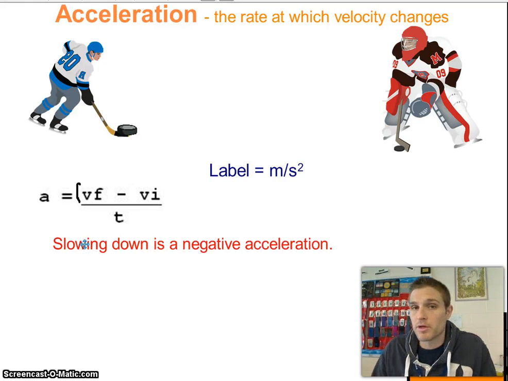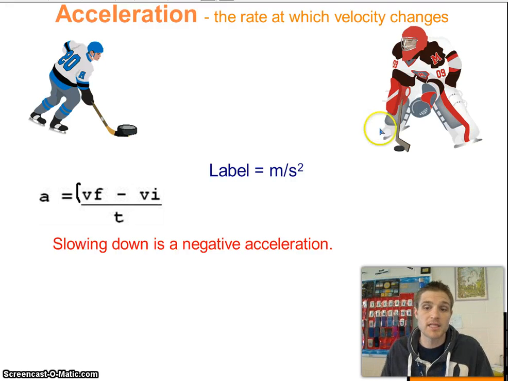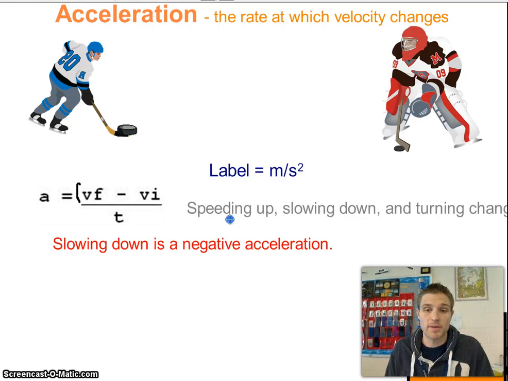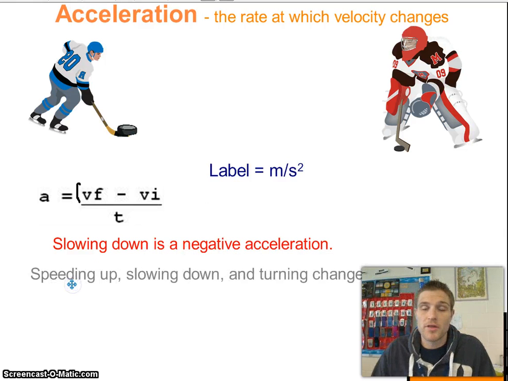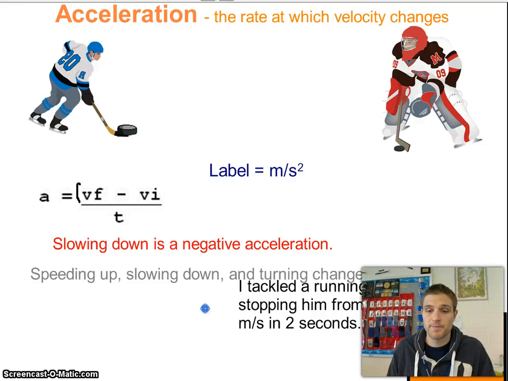Now, this is very important to remember. Whenever something is slowing down, it's going to have a negative acceleration. And negative acceleration, the negative sign says that it is in fact slowing down or stopping. As we talked about earlier, there's three ways that you can change acceleration and velocity. You can speed up, you can slow down, or you can turn or change direction.